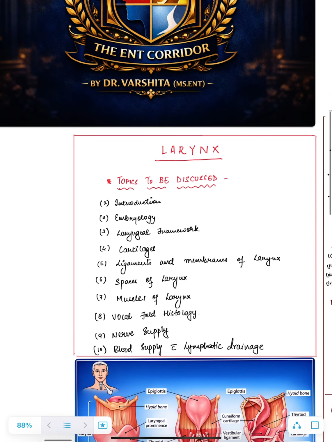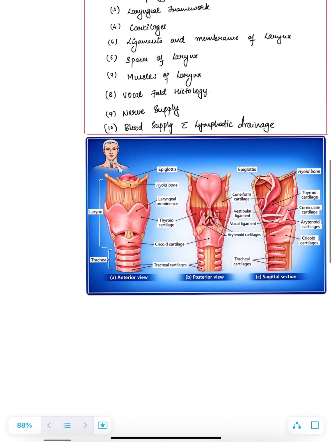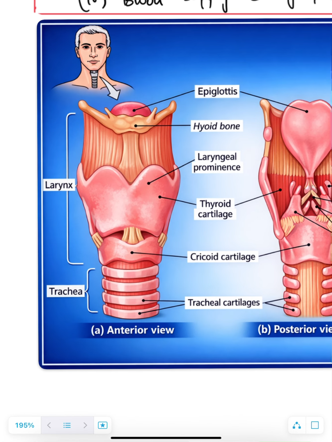From today onwards, we are going to discuss a very important topic, that is anatomy of larynx. It is very important for UGs as well as PGs, and it's a very huge topic. So we are going to discuss it in 4 to 5 parts. Today we are going to carry out part one, in which we are going to discuss the introduction and embryology of larynx. I just want to give you a brief outline.